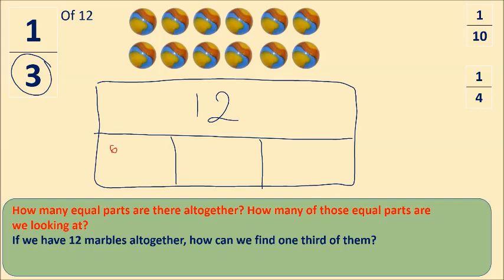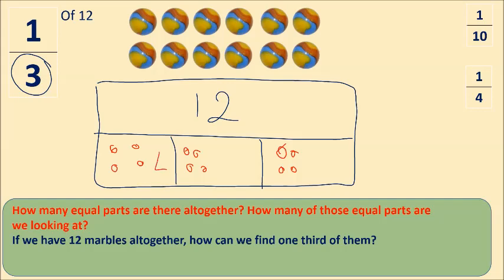1, 2, 3, 4, 5, 6, 7, 8. Oh, whoops. Let me get rid of that one. Silly me. Don't do that because that will get you very confused. So I've gone 2, 4, 6, 7, 8, 9, 10, 11, 12. Okay, now I'm not going any higher than 12 because 12 is the whole amount. Now, hopefully I've got the same equal amount in each part. So I've got 4 there.